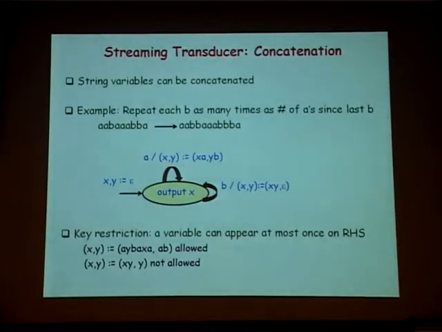An assignment to multiple string variables is copyless if every variable occurs on the right-hand side at most once. So this assignment is copyless because x appears once, y appears once. This is also copyless. x and y both appear once, except they appear in the same right-hand side, but y cannot appear again. So this is not copyless because y is here as well as here. So that's now the full model.